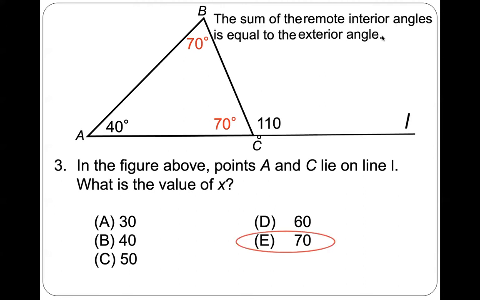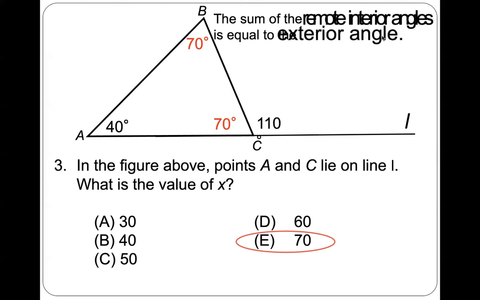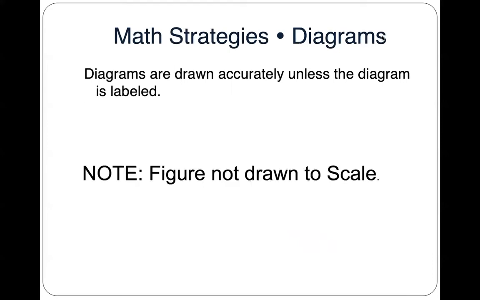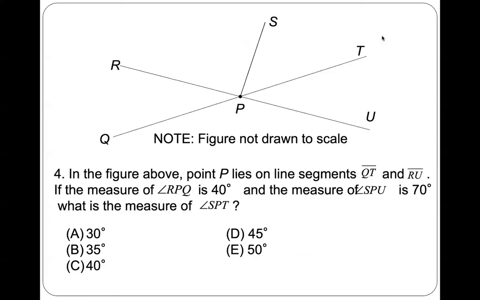Another way to have gotten this is that the remote interior angles are equal to the exterior angle. So your remote interior angles are the 40 and the 70 at A and B, and your exterior angle is the 110. All right, diagrams are drawn accurately unless the diagram is labeled with figure not drawn to scale. So if that is mentioned, most likely you need to not assume things.